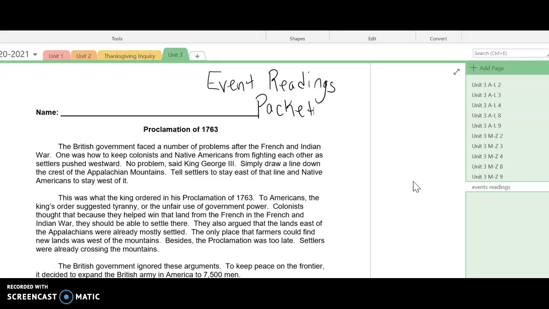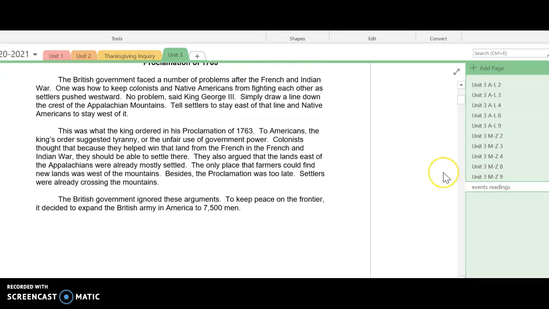Colonists thought that because they helped win the land from the French in the French and Indian War, they should be able to settle there. They also argued that lands east of the Appalachians were already mostly settled. The only place that farmers could find new lands was west of the mountains. Besides, the proclamation was too late. Settlers were already crossing the mountains. The British government ignored these arguments. To keep the peace on the frontier, it decided to expand the British Army in America to 7,500 men.